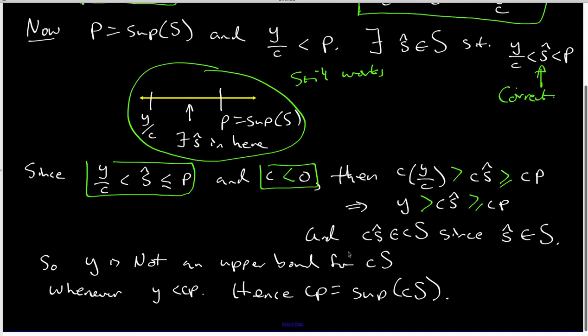And so what we now have is that C times S hat is still inside C times S. And so our Y can't be a lower bound for the set CS whenever Y is strictly bigger than CS. And hence, that means CP is indeed the inf of the set C times S.